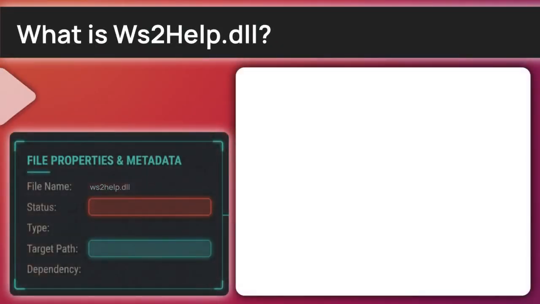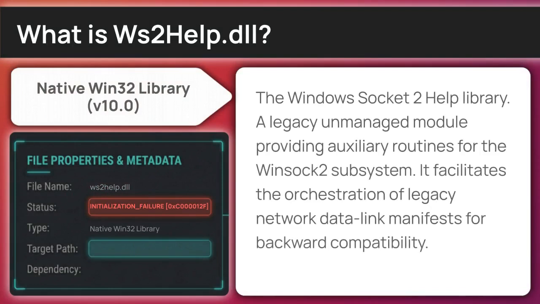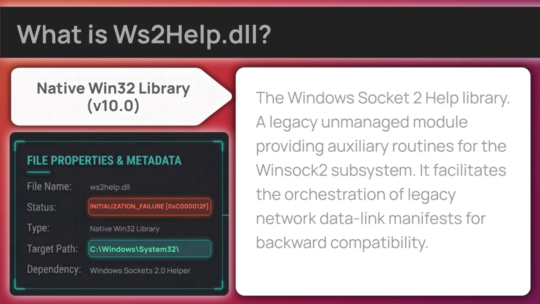This is the ws2help library, the Windows Socket 2 Help Library, a legacy unmanaged module providing auxiliary routines for the WinSock 2 subsystem. It facilitates the orchestration of legacy network data link manifests for backward compatibility. Now that the background is clear, let's walk through the actual installation steps.